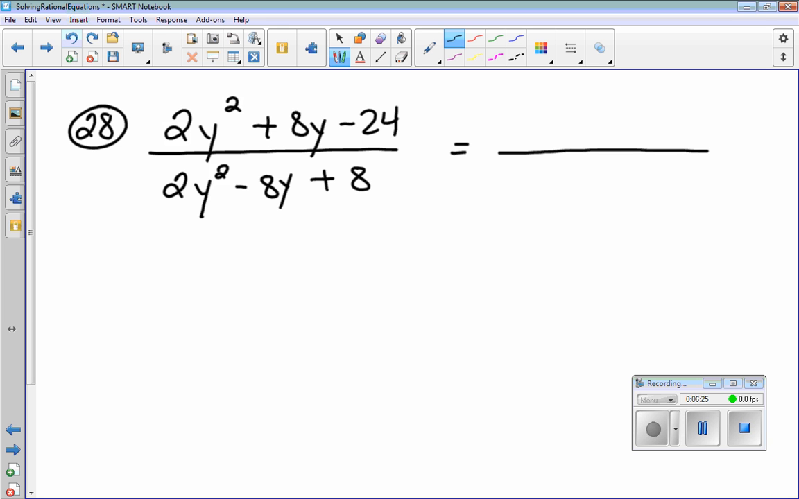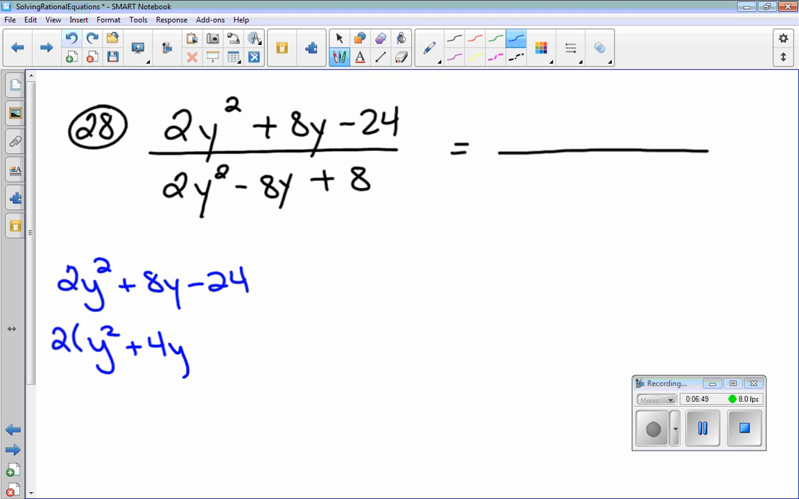Now, this one's a little bit more difficult. So I'm going to do a little bit off to the side. 2y squared plus 8y minus 24. Thank you, April, good job. Isn't there a GCF? Yeah, I put the 2. So take a 2 out. You always look for that. Very good. y squared plus 4y minus 12.